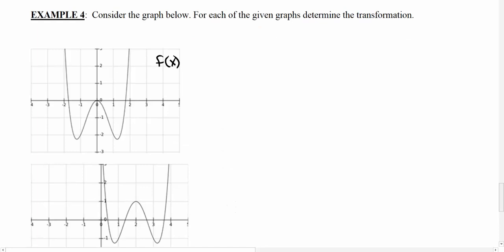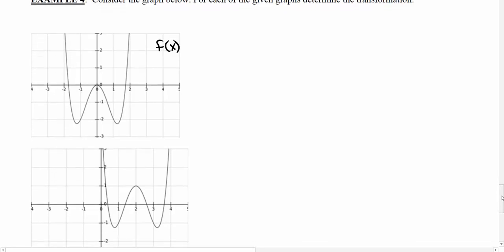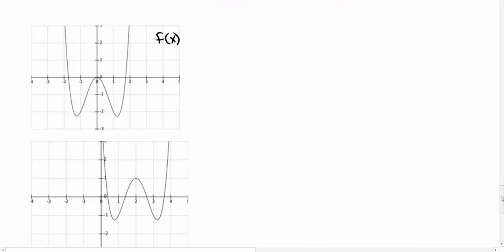Finally, we want to be able to look at a picture and a transformed picture and make a good educated guess about what transformations have taken place. So consider the graph below, the f of x, that's your original function. And then we have two cases of it being transformed, and we're trying to figure out what happened to transform this picture. So for the first transformation, we're looking at the graph directly below.